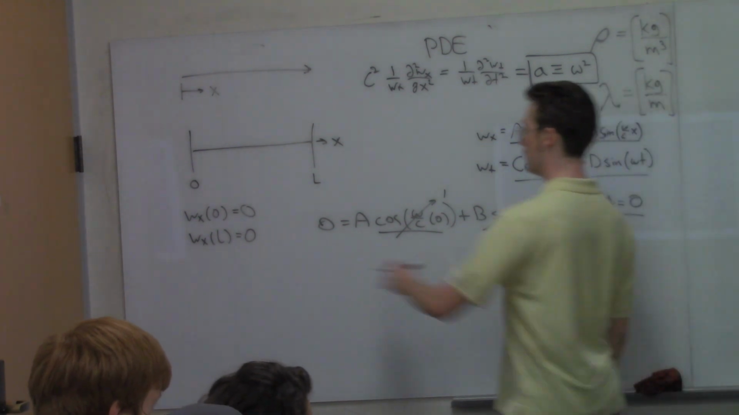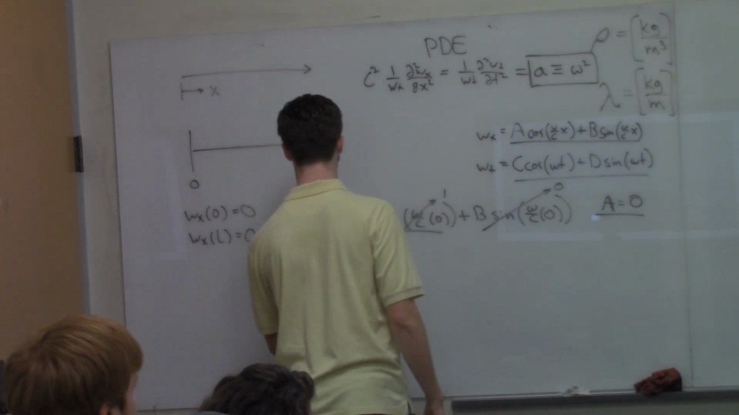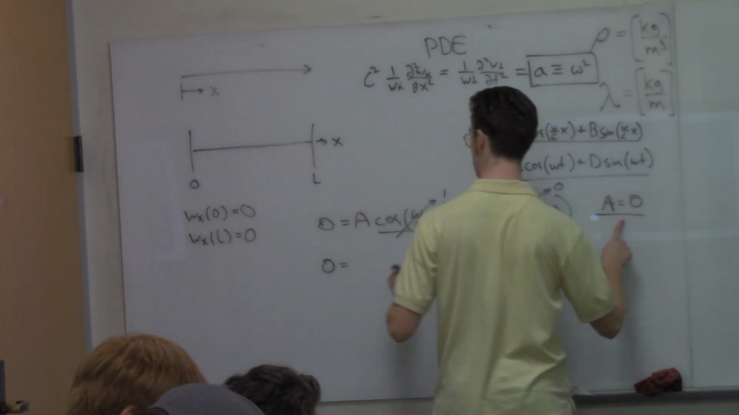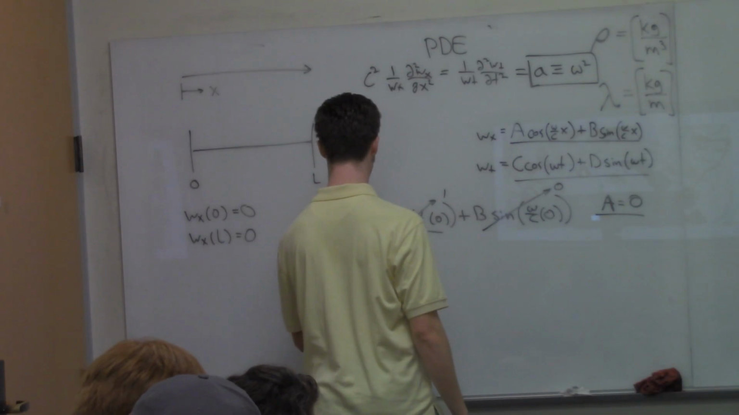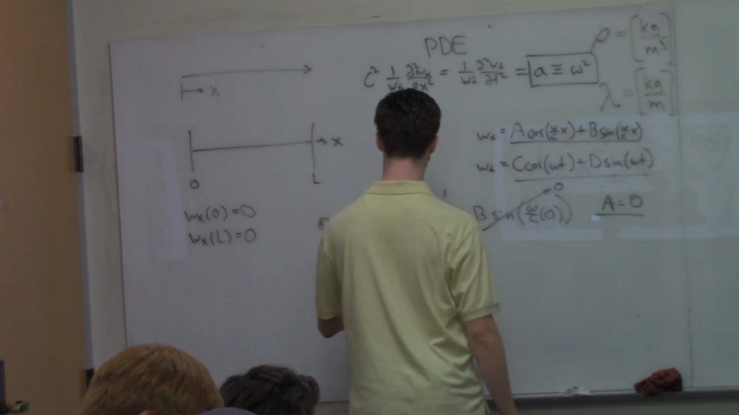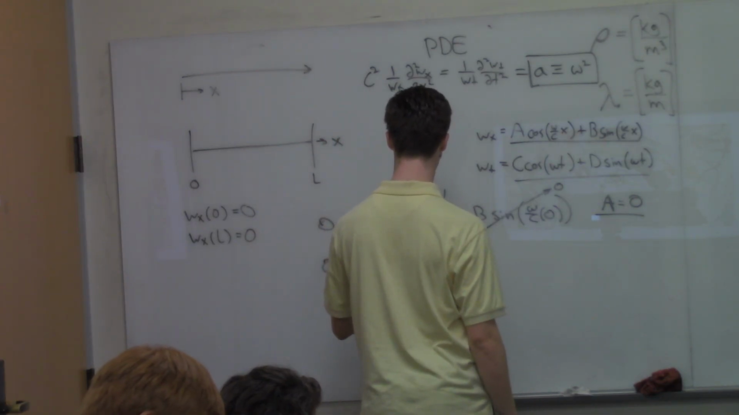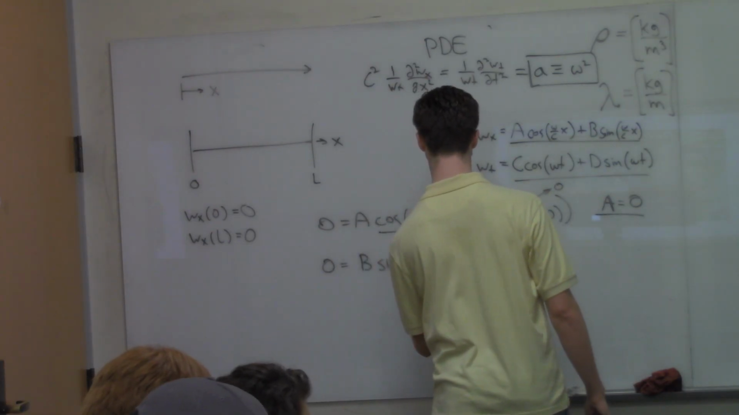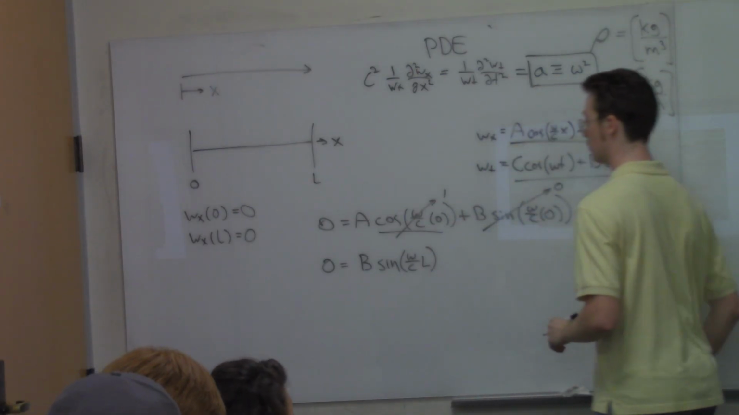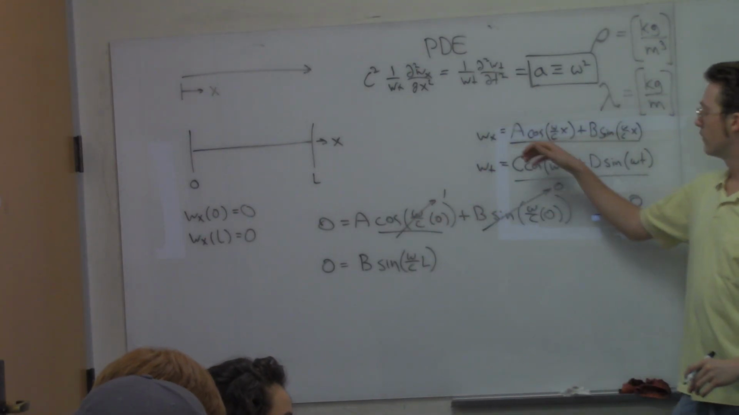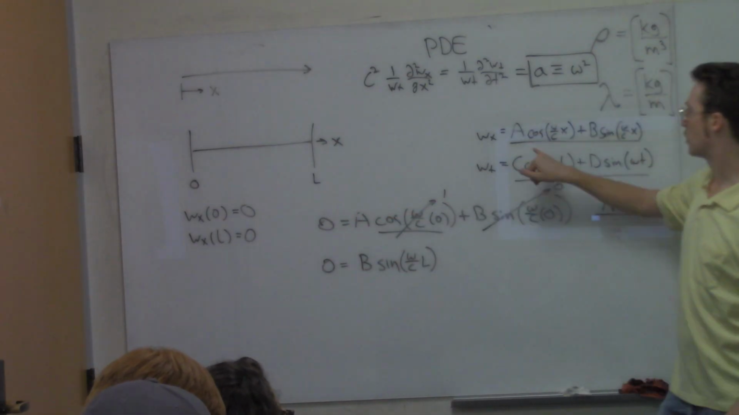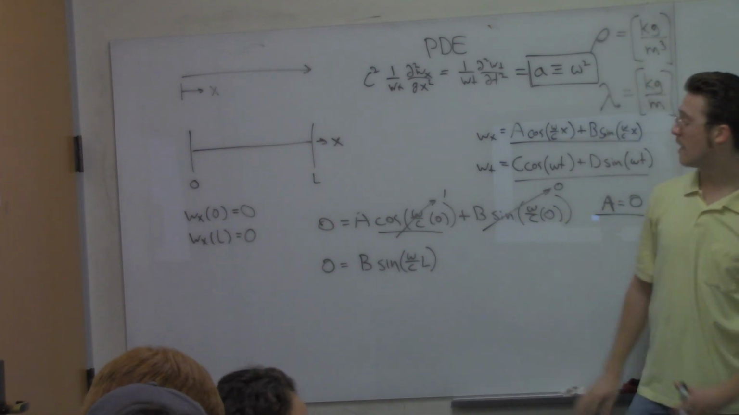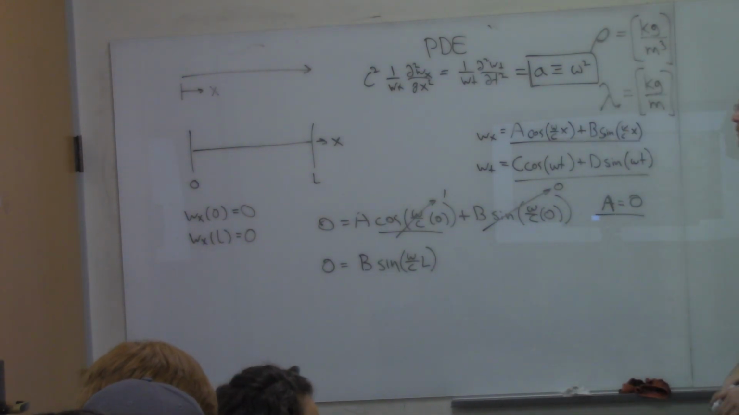Now let's do the same thing again, evaluating this L boundary condition. 0 is equal to, we can skip this whole term because A equals 0, B times sine of omega divided by C times L equals 0. Because we evaluated the first boundary condition, we don't need the cosine term, which means that our solution is only going to be dependent on sine. And now we have to figure out what this interpretation means.